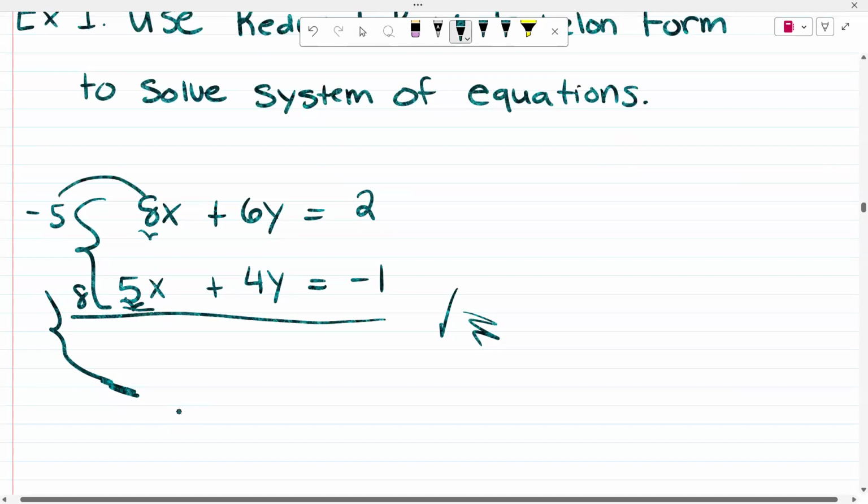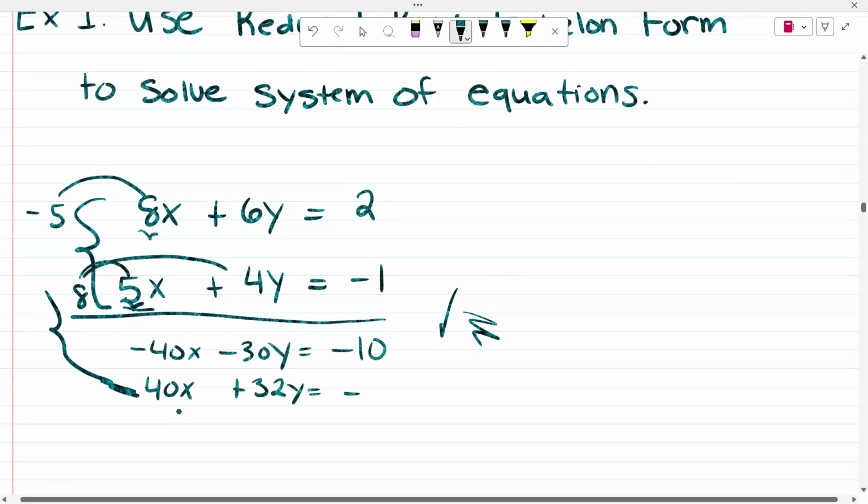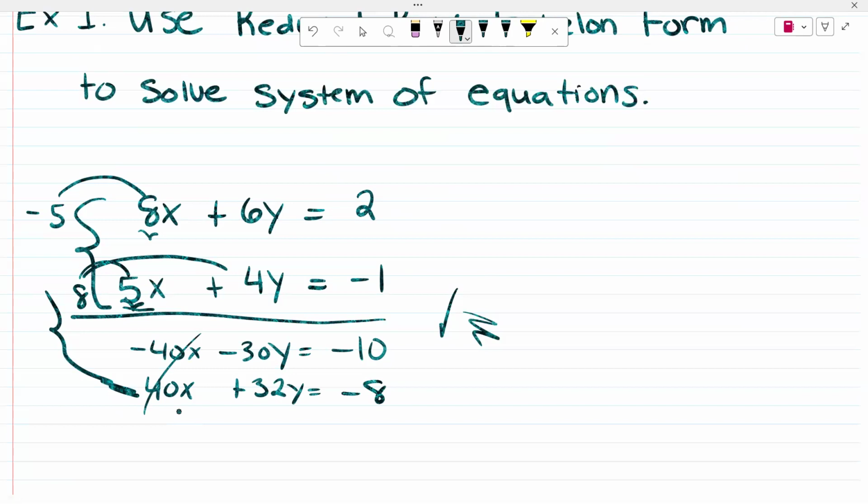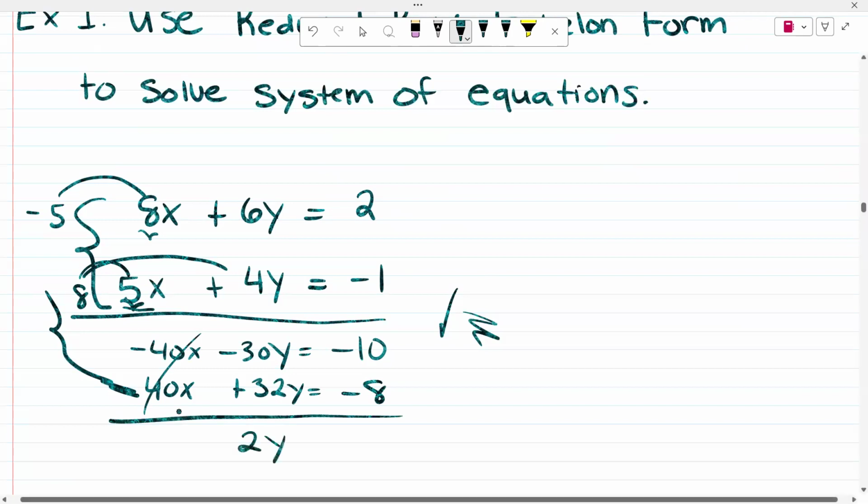So negative 5 times 8 is negative 40x. Negative 5 times 6 is negative 30y. And negative 5 times 2 is negative 10. And then 8 times 5 is 40x. 8 times 4 is 32y. 8 times negative 1 is negative 8. Okay, add them up. Negative 30 plus 32 is 2y. Negative 8 and negative 10 is negative 18.